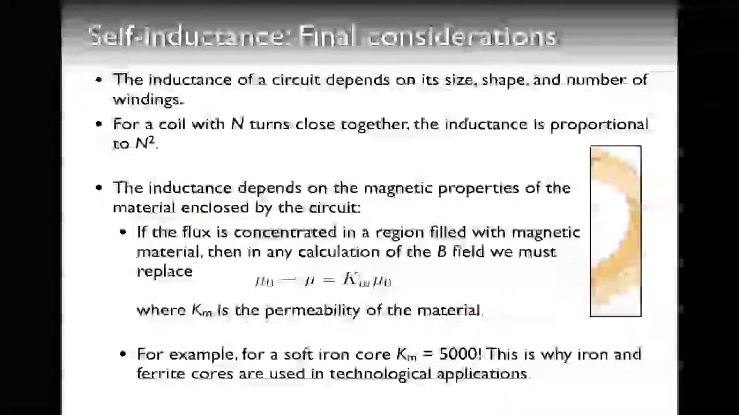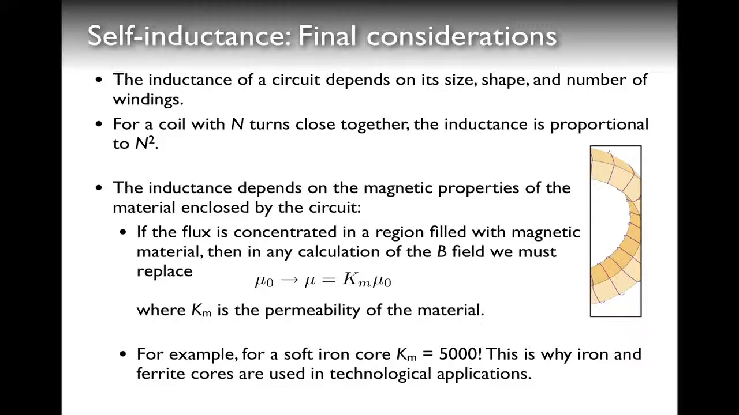Now let me give you some final considerations. The inductance of a circuit again depends on its size, shape, and number of windings, and for a coil with N turns close together, the inductance is proportional to N squared. I will do this calculation in the next slide. The inductance depends on the magnetic properties of the material enclosed by the circuit. So for example, if you have some iron core and you wind a wire around it, depending on the material, in this case iron, you will get a different self-inductance.